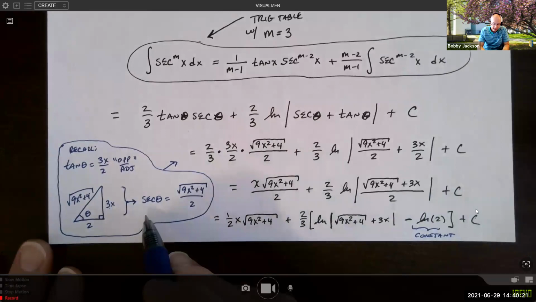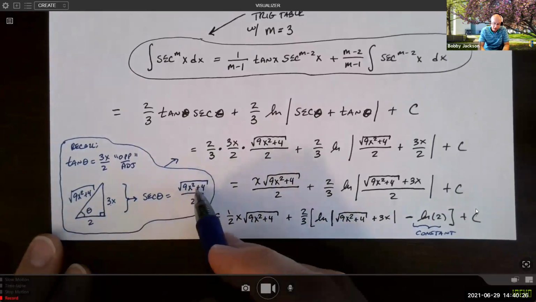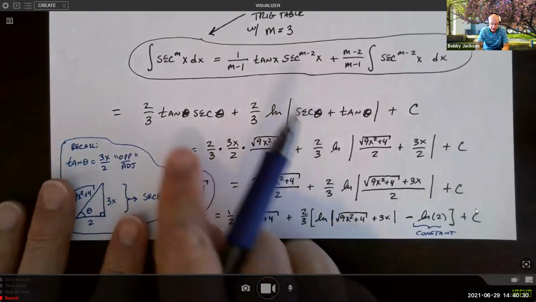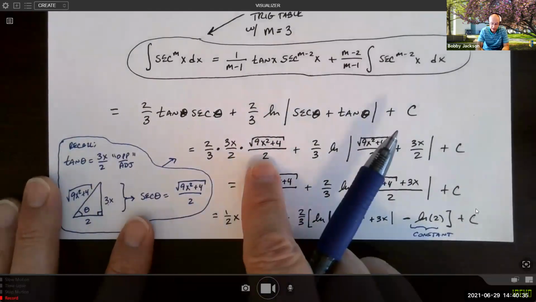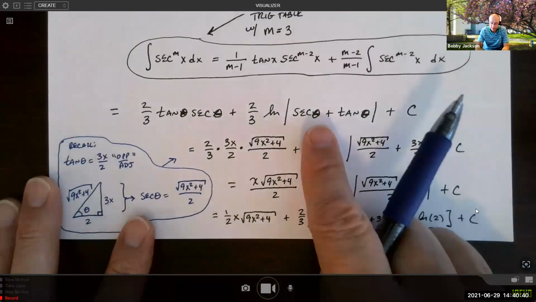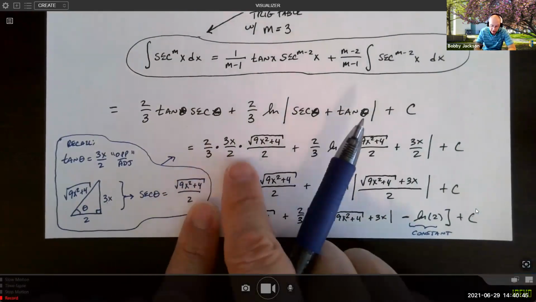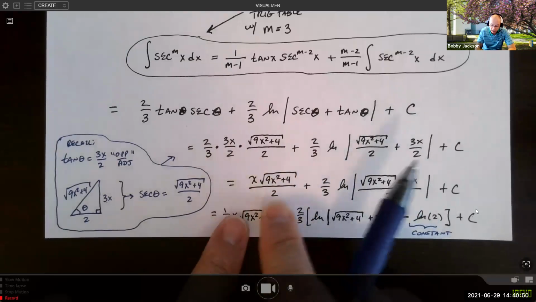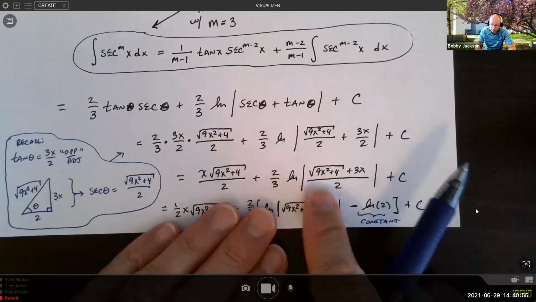Now secant is the hypotenuse over the adjacent: the square root of 9x squared plus 4, divided by 2. So I'm simply going to replace tangent theta with 3x divided by 2, secant theta with that, and same thing here and here. Now I can clean this up a little bit. The 3's cancel, 2's cancel. I just have x times the square root of 9x squared plus 4 over 2. And then here, notice these two have a common denominator, so I can combine them as one fraction.